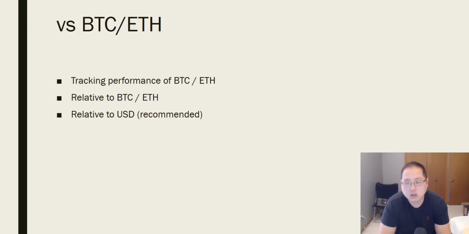So the logic, I'll just go over. The logic behind tracking something versus Bitcoin/Ethereum is that you want to make sure that whatever trade you get into is growing faster than Bitcoin or Ethereum. Otherwise, really, you could look at it that you're actually losing out.